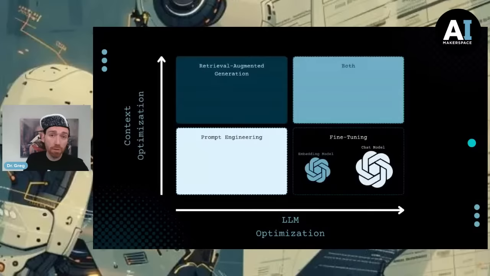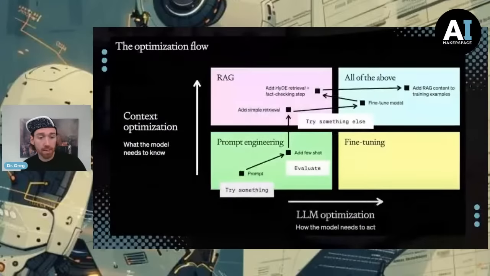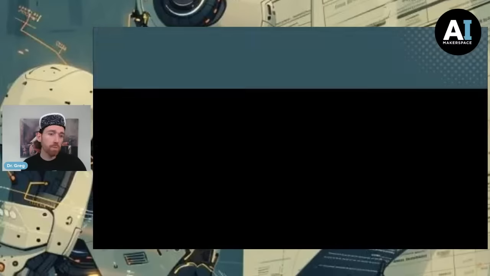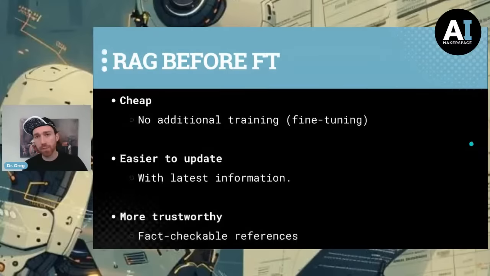Eventually, you'll probably do both, fine-tuning both your embedding model and your chat model in the end, as you try to reach human-level performance in your application. Here's an example from OpenAI's Dev Day. Generally, we're seeing an order of operations where we're doing RAG before fine-tuning. This is generally a cheaper first step. It's going to be easier to update with the latest information, and it's going to give us that fact checkability. That's all super dope.